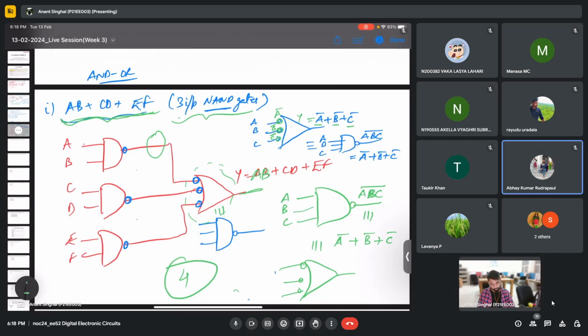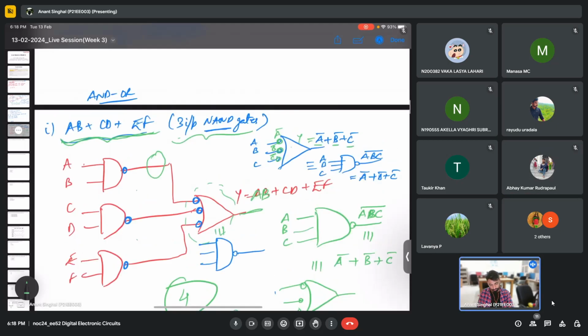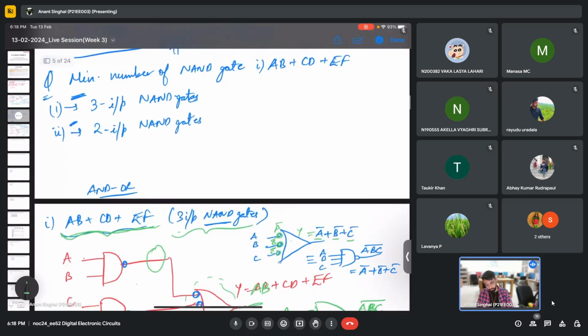Yes, sir. Okay, so now the second part was a bit trickier. You can only use two input NAND gates and you need to again realize the same expression. So quickly try to do the same. Maybe you can take 2 minutes and then we shall discuss. If anybody has got any answer, they can type in the chat box.